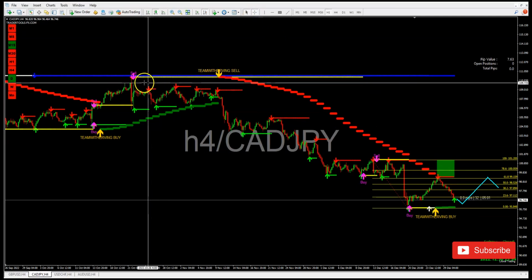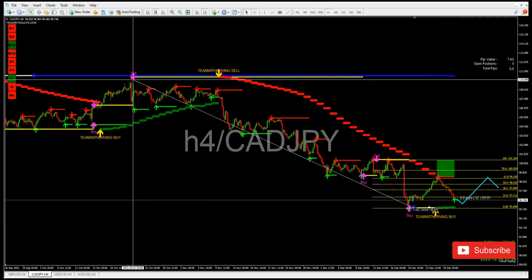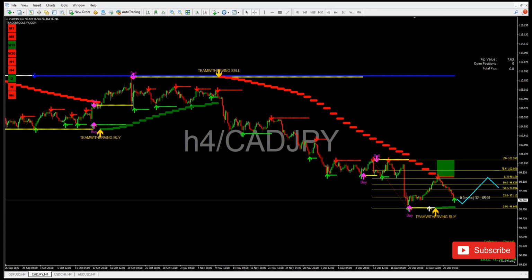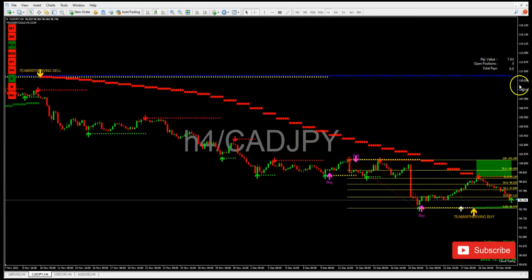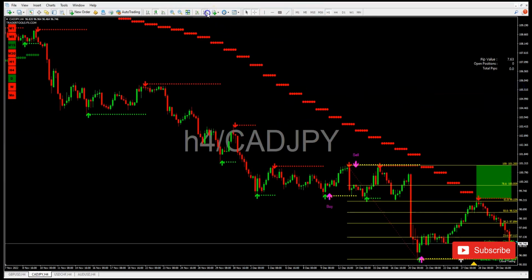How much did the market drop? Market drop here, what? 1400 pips. So we do have in 2023 a potential to regain those feedbacks as a bullish trend. All right, so that's what I'm seeing.